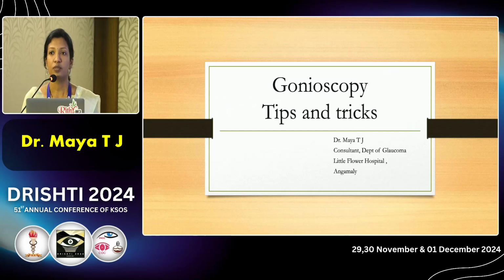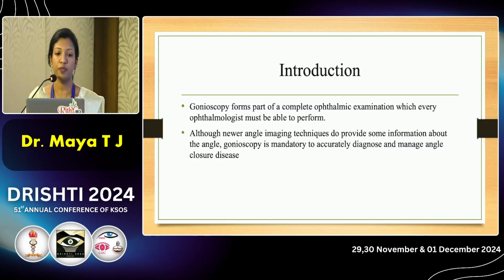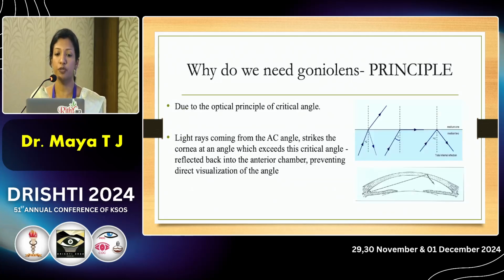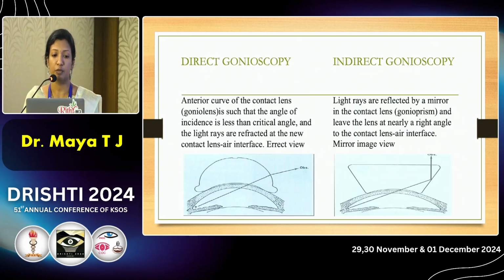Good morning all. I am presenting on tips and tricks on gonioscopy. Gonioscopy forms part of a complete ophthalmic examination which every ophthalmologist must be able to perform. Why do we need gonioscopy? It is due to the optical principle of critical angle. The light rays coming from the anterior chamber angle strike the cornea at an angle which exceeds this critical angle. Thus, it gets reflected back into the anterior chamber, preventing direct visualization of the angle.